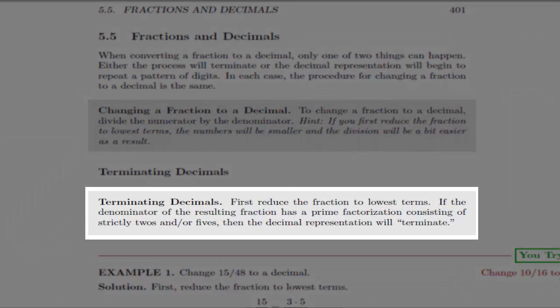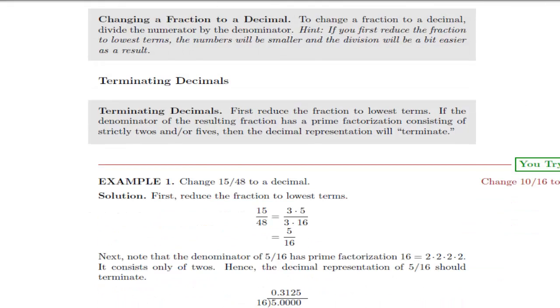Terminating decimals. First reduce the fraction to lowest terms. If the denominator of the resulting fraction has a prime factorization consisting of strictly 2's and/or 5's, then the decimal representation will terminate.